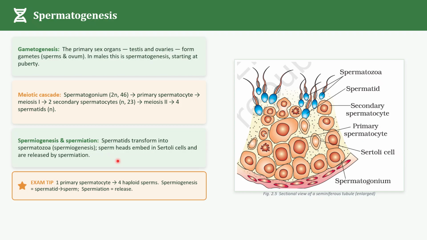So in this diagram, you are able to see these are the spermatogonium. You are able to see the Sertoli cells here, children. These Sertoli cells are giving the spermatid. Again the spermatid gives rise to the spermatozoa.